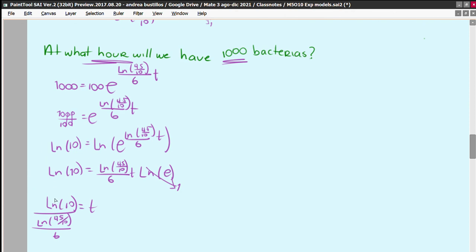Notice that I have a bunch of logarithms dividing each other. It doesn't matter. As long as you can identify that this is a coefficient in the exponent and we can pull it down with logarithms.